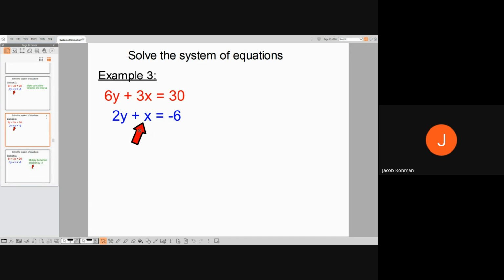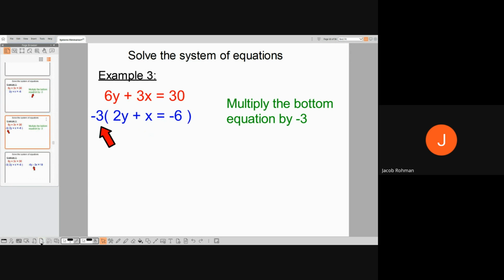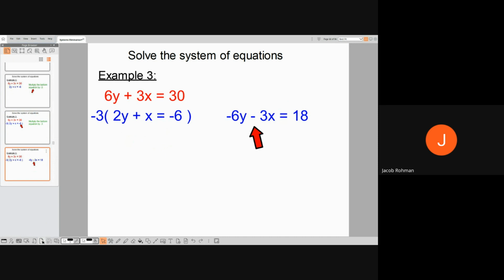And to do that, I'm going to multiply this bottom equation by a -3. Okay. And now if I do that, it's going to be multiplying a -3 times the 2y, times the +1x, and times the -6. That's going to give me this equation, -6y minus 3x equals 18. So again, notice I multiplied all three terms by that -3. And then we're just going to stack the red equation on top. And again, make sure your x's and your y's are lined up vertically.